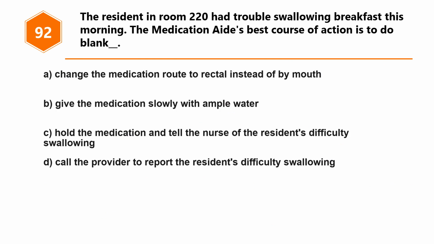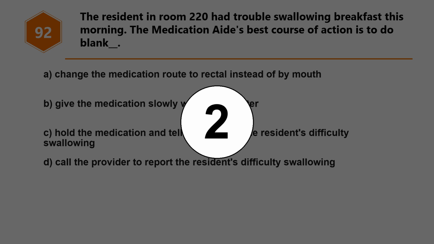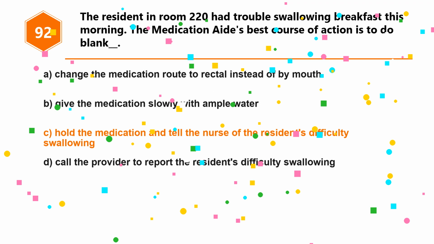Question 92. The resident in room 220 had trouble swallowing breakfast this morning. The medication aide's best course of action is to do blank blank. Option A, change the medication route to rectal instead of by mouth. Option B, give the medication slowly with ample water. Option C, hold the medication and tell the nurse of the resident's difficulty swallowing. Option D, call the provider to report the resident's difficulty swallowing. The correct answer is option C, hold the medication and tell the nurse of the resident's difficulty swallowing.